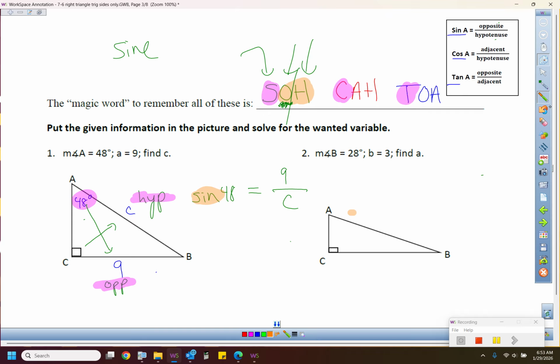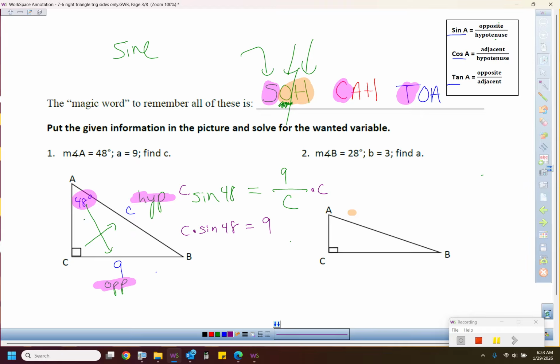Our job is to solve this for c. Well, shucks, he is downstairs. We need to get rid of this divide by c by multiplying both sides times c. So we're going to do a little times c, and this is going to be c times the sine of 48 equals 9.